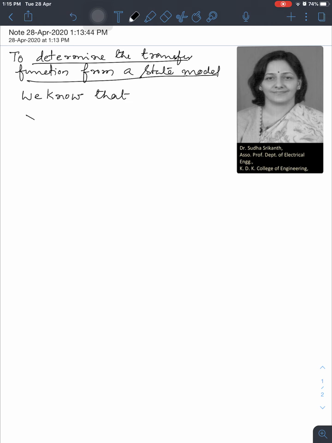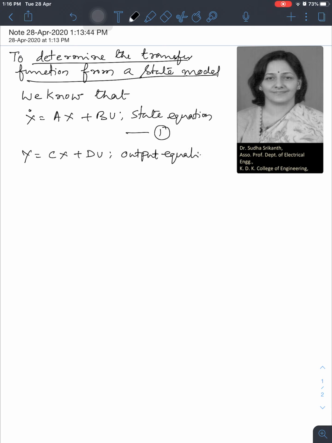as x dot equal to A into x plus B into u, and this is the state equation. We will call this equation 1. We know that the output equation y is C into x plus D into u. This is our output equation. We have developed these in the past. This is equation 2. Now from these two equations, we are expected to find out the transfer function.